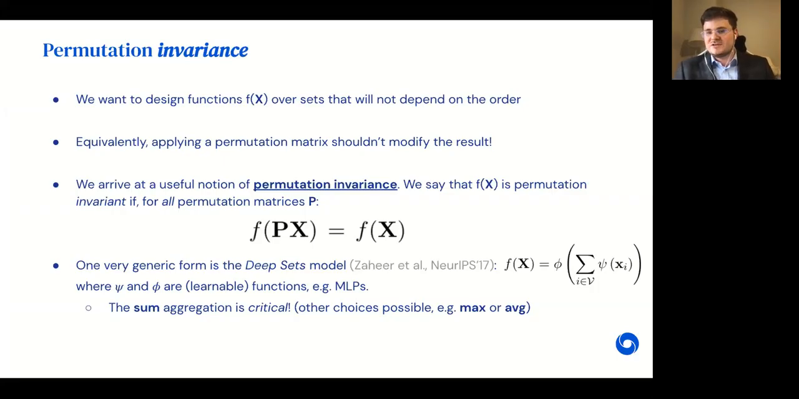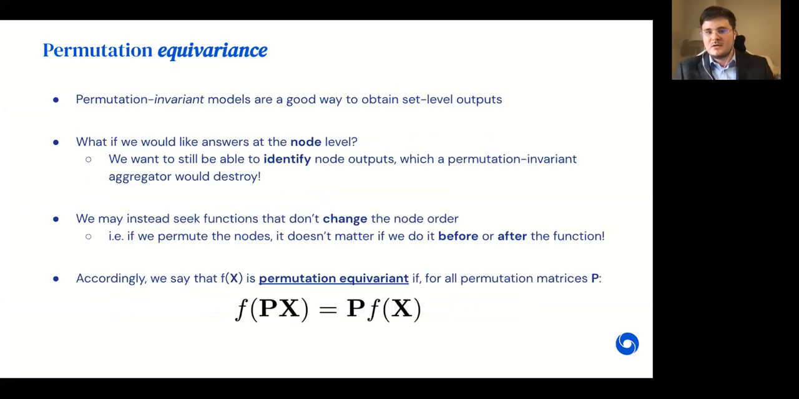And then afterwards, you might also stitch an extra function at the end, this phi function that operates over the aggregated representations. And because you have this critical sum aggregation, you're able to summarize your entire set in a way that is independent of the order of the nodes you've provided. Now, this is a very good way to obtain outputs on the level of entire sets, because we're aggregating the entire set. But what if we want to do predictions on the level of individual nodes?